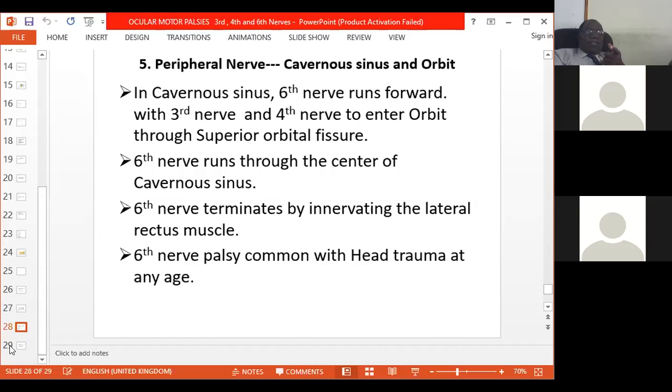It's innervating the lateral rectus. If you have a sixth nerve palsy, it means you can't turn your eye laterally. The lateral rectus, when it contracts, turns the eye laterally. So if you are failing to see to this side, you have to turn the whole head to see. It means you've got a lateral rectus palsy.